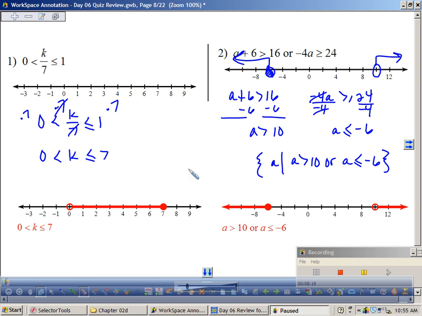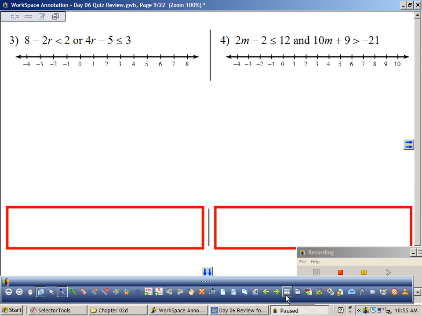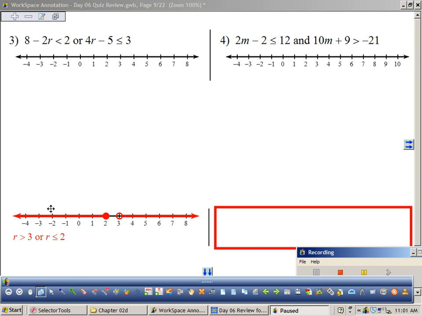Alrighty. Do number 3. Alright, so here's your answer. You should have had r is greater than 3 or r is less than or equal to negative 2. I'll go ahead and do that one for you.